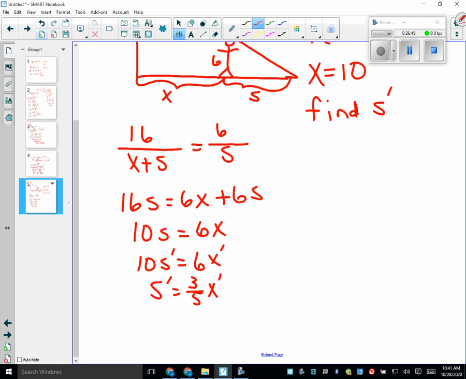I got 3. Isn't that 6 divided by 10, 3/5? Oh, 3/5 x prime. Okay. And then x prime is negative 5. So s prime is negative 3 what? Feet per second. Why is it negative? Because it's going towards it. It's getting smaller. It's weird having feet per second, not meters per second. I know.